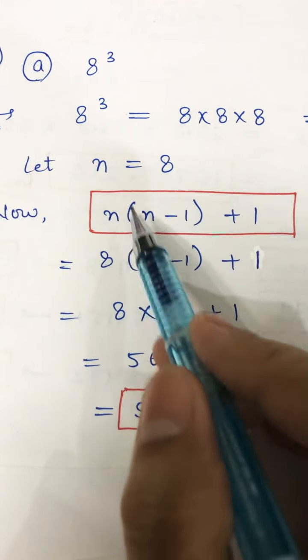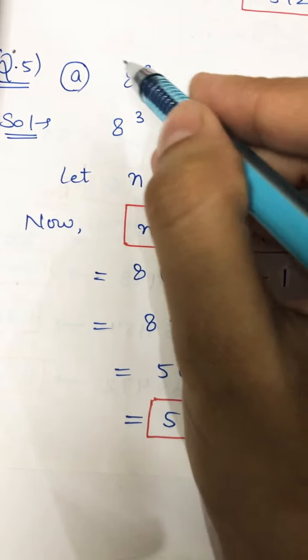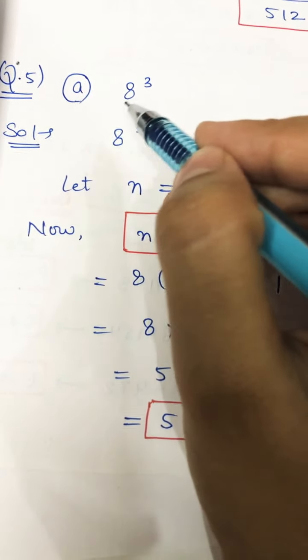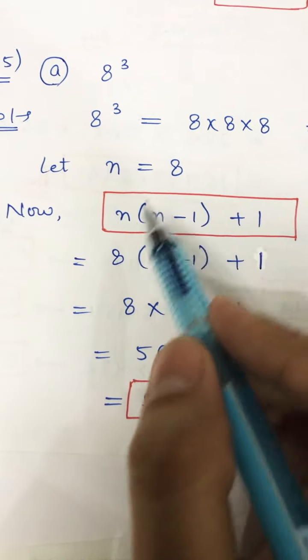Now what is your n? N is your question. Whatever the number is given to you, if the number given is 8, or 7, or 9, that number is your n. So here your n is 8.